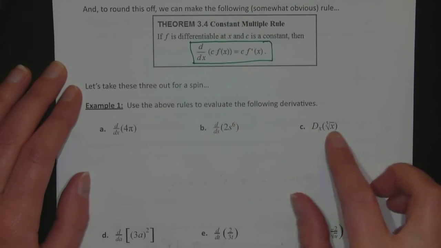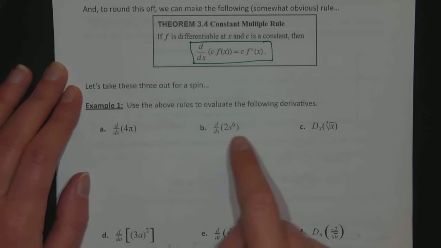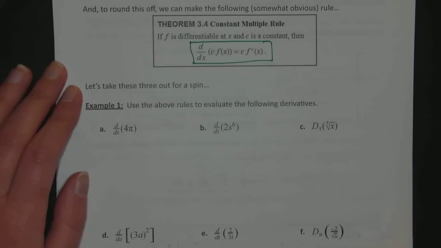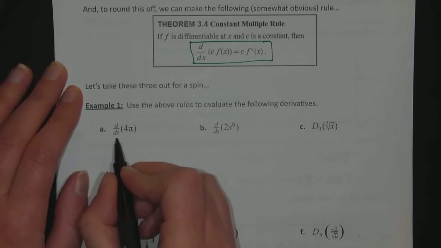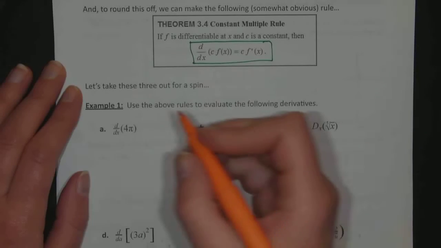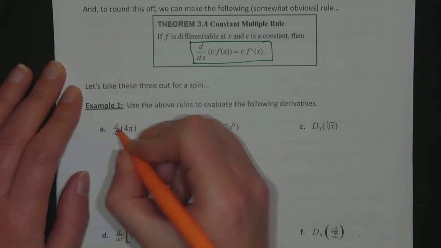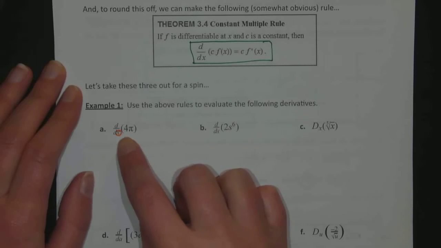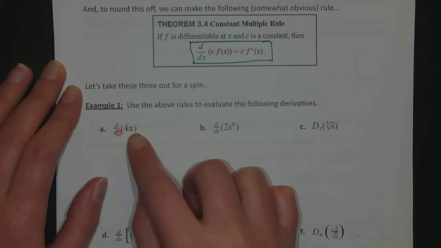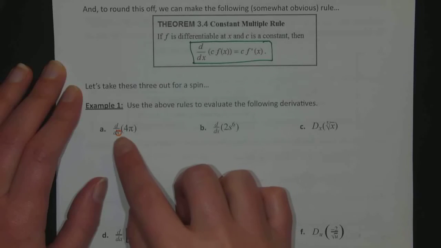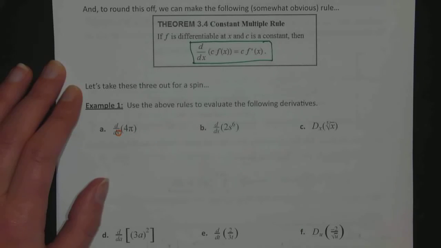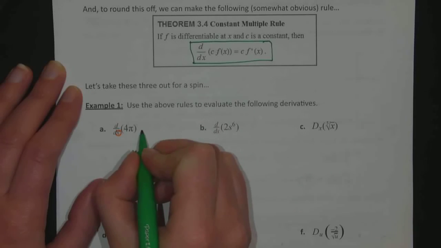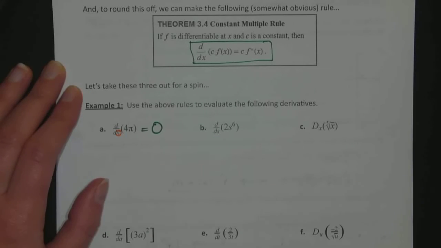Use the above rules to evaluate the following derivatives. Now we see several different notations here for evaluating the derivative. So first, I want to take the derivative with respect to x of 4 pi. That 'with respect to x' tells you what the variable is going to be. Since x is not present in this statement, 4 times pi is a constant. There are no variables in there. And from the previous page, we know that the derivative of any constant is 0. So this derivative is 0.